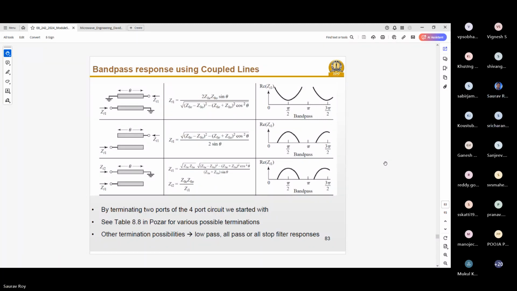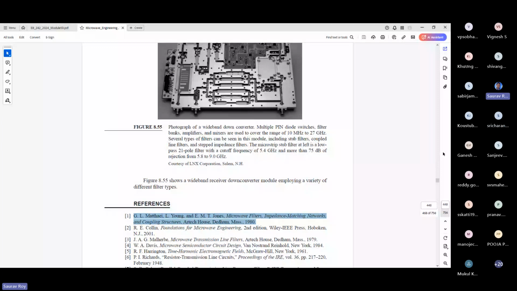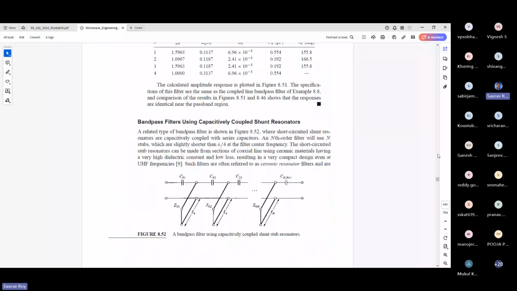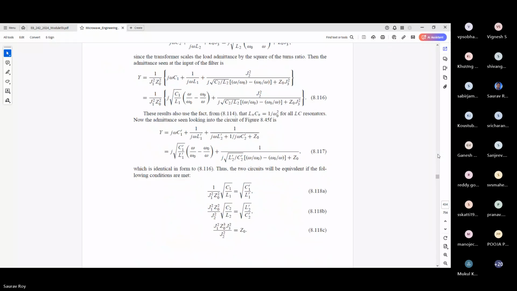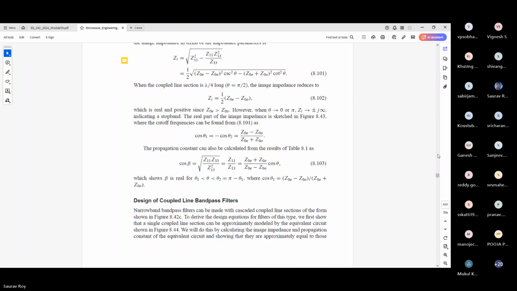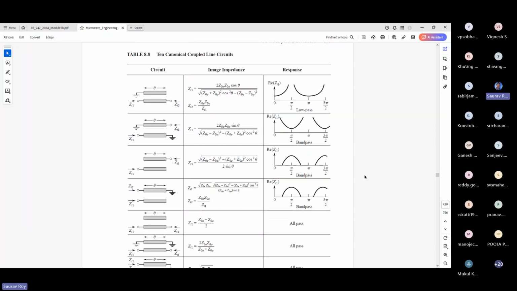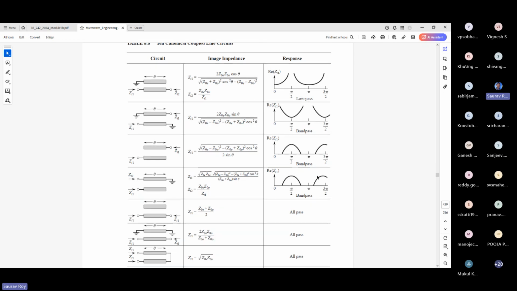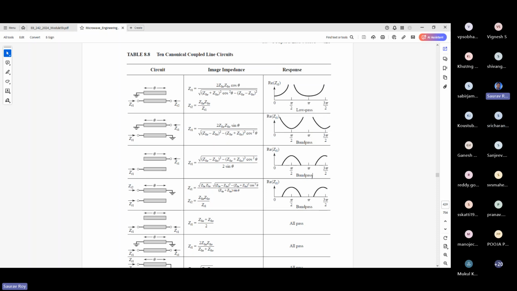Okay. I thought the responses were different. I said band stop, right? Let me confirm from the book itself. There might be a change there. Let's see. Okay, yeah, it actually says band pass here in the book. See, this is the table from the book. It actually says band pass.